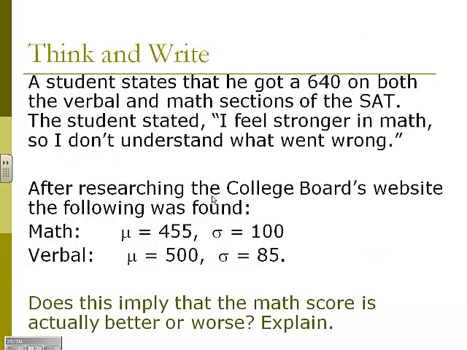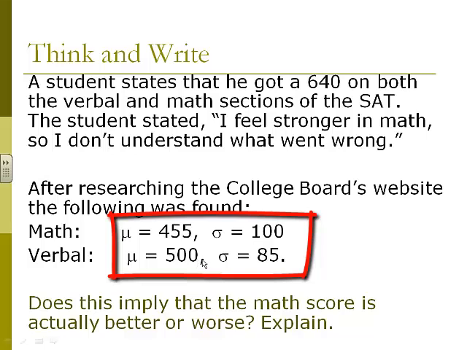Okay, another example where we use normal distributions. One student states that he got a 640 on both the verbal and the math sections of the SAT, and he stated, I don't understand what went wrong. I feel stronger in math, but I got the same score. And the question is, did he do better in one than the other?